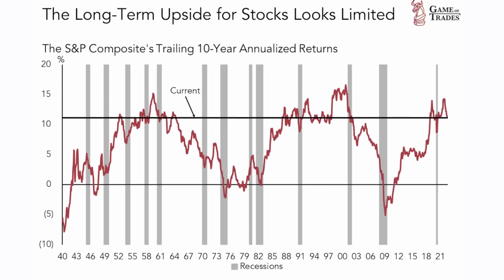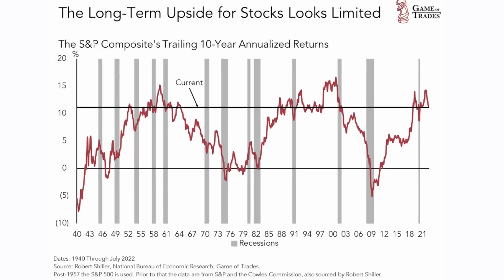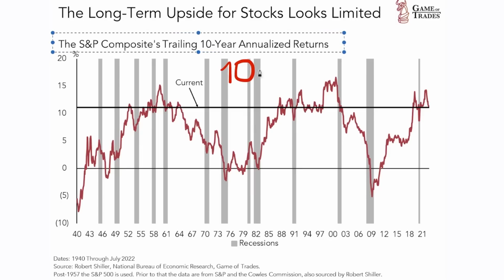But if we zoom out and take a look at the longer term picture on the stock market, if we zoom out on this chart to 1940 and we take a look at the S&P at 10-year annualized returns. Now there's a big saying in the market that when you have 10 good years, it's often followed by 10 bad ones, right? And this is exactly what this chart illustrates.